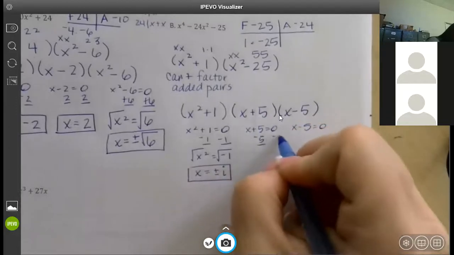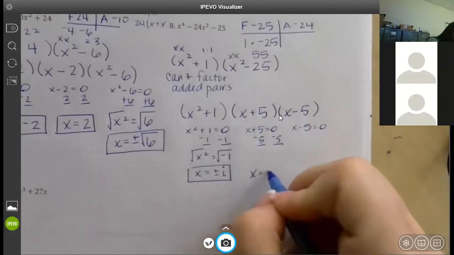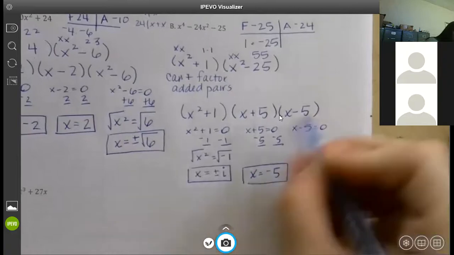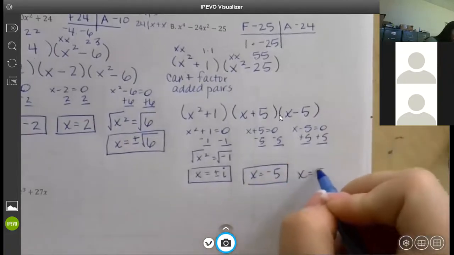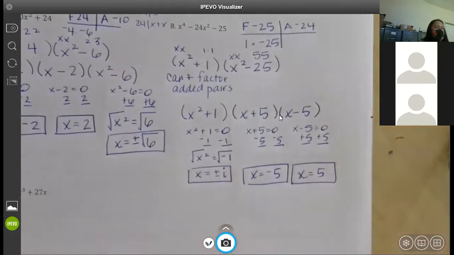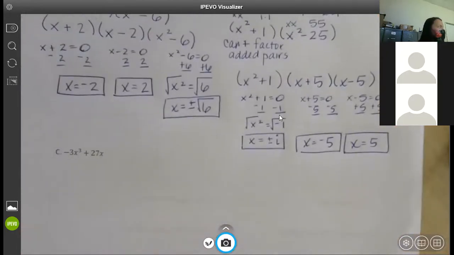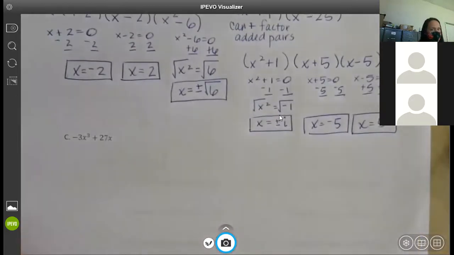Subtract 5 on this one, and I get -5. Add 5 on this one, and I get +5. The factoring is the hard part. The solving is just easy algebra. Okay. All right, so let's look at the last one that we have right here. We're going to do more, but this is the last one so far.